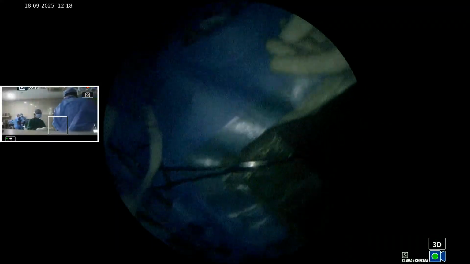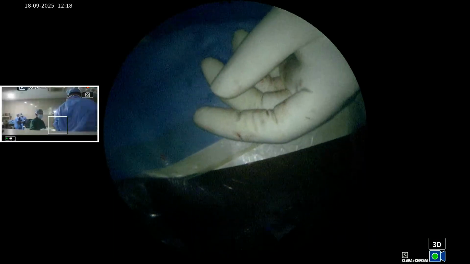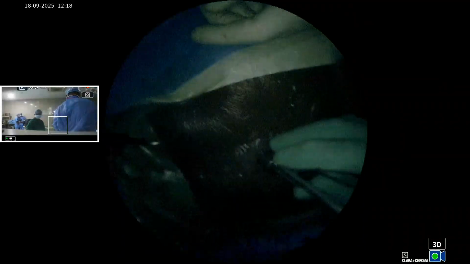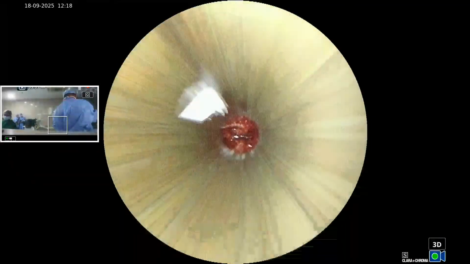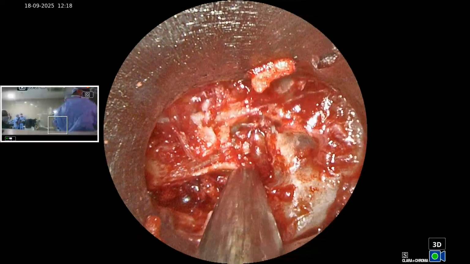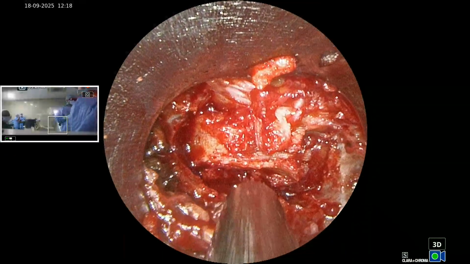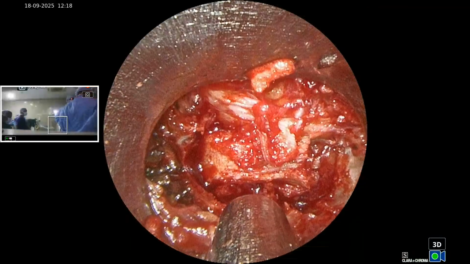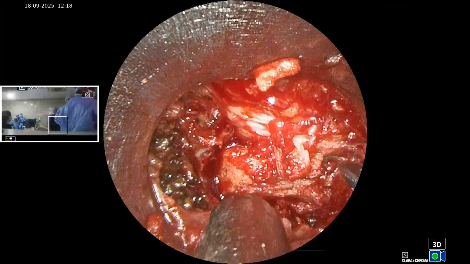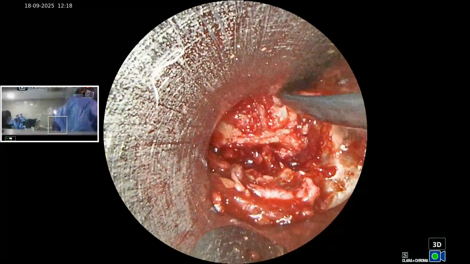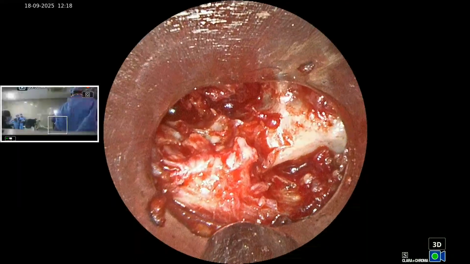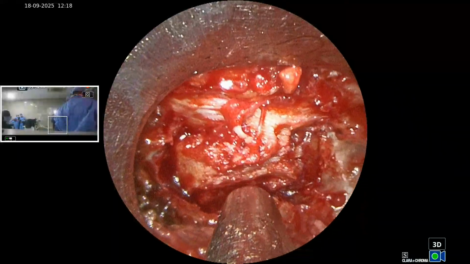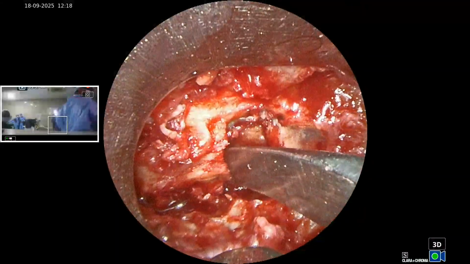Now we have detached the flavum of the left side, cranial and caudally. Laterally also medial aspect of the facet we have removed a bit. Now spatula. Yes, now let's see.